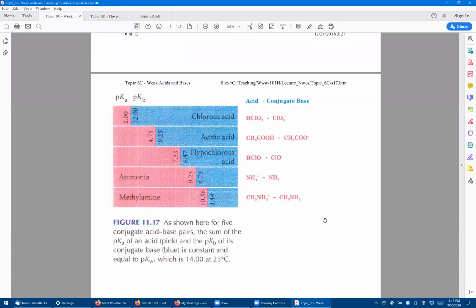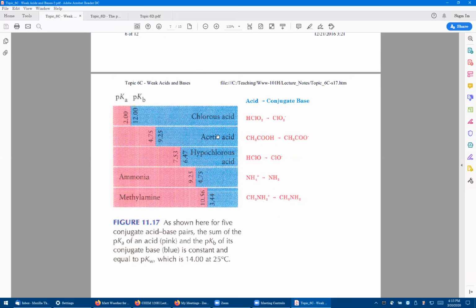Here's just a simple little example of 5 different materials to illustrate that. First one is chlorous acid. Chlorous acid is HClO2. So when it acts as an acid, it donates a proton and forms the chlorite ion, ClO2 minus 1. And if you look at the pKa for chlorous acid, it's about 2.00, which means that the pKb of the chlorite ion must be 12, because the sum of these two has to always be 14.